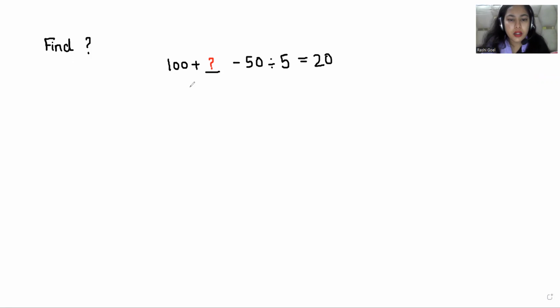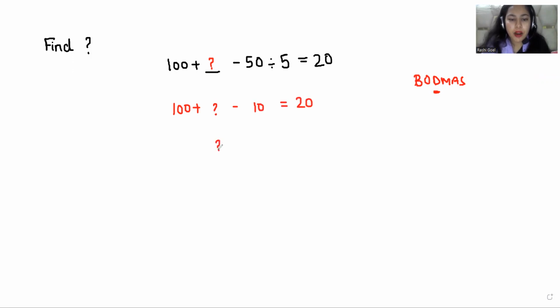So there are three signs given, that is addition, subtraction and division. According to BODMAS rule, first division comes. So first we do the division. So 100 plus question mark minus 50 divided by 50 is 1, equal to 20.